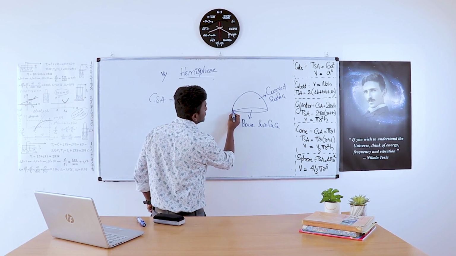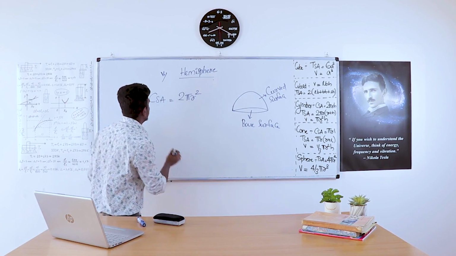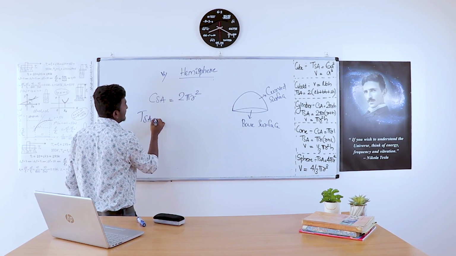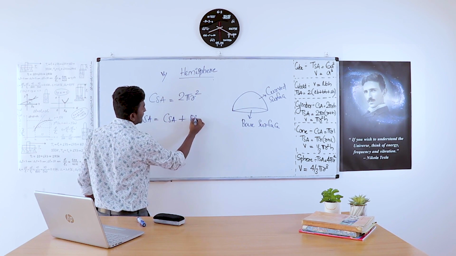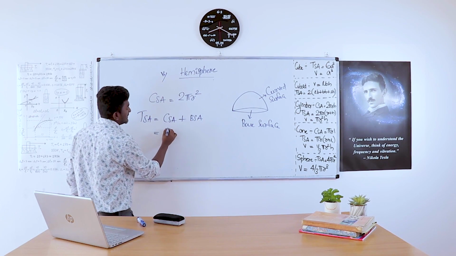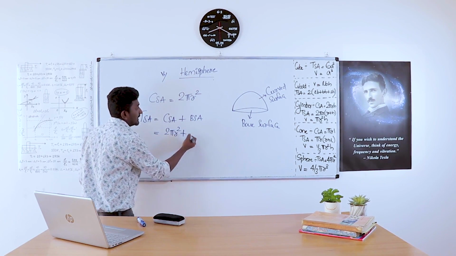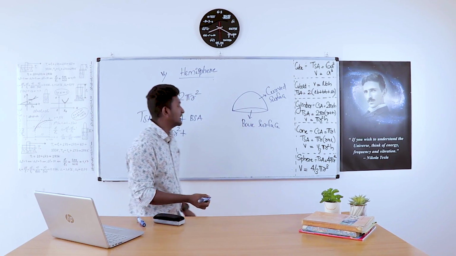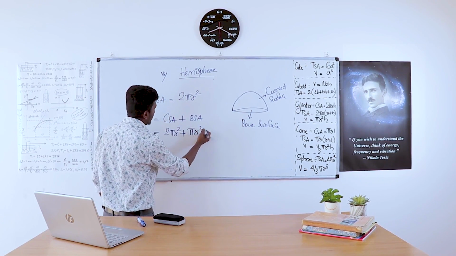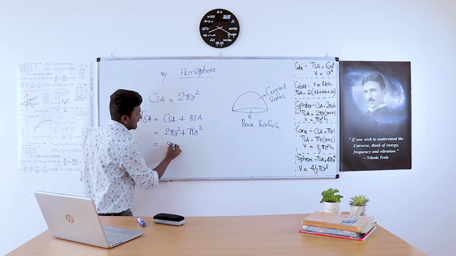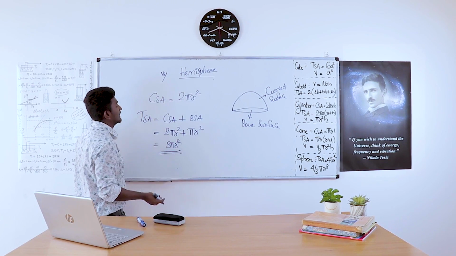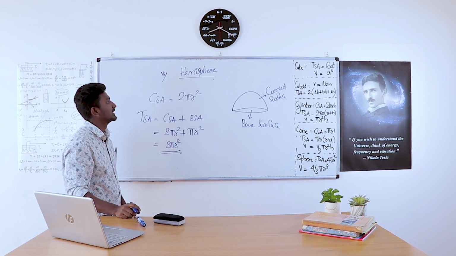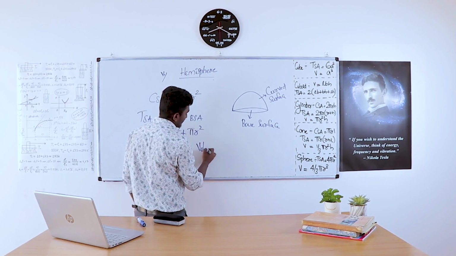So when we cut into two equal parts, we got a base also. So for finding total surface area, we have to add this curved surface area plus base surface area. Curved surface area is 2 pi r square plus in the base we got a circle. So area of circle is pi r square. What is 2 pi r square plus pi r square? It is 3 pi r square. So what is the total surface area of a hemisphere? It is 3 pi r square. Now moving to volume.